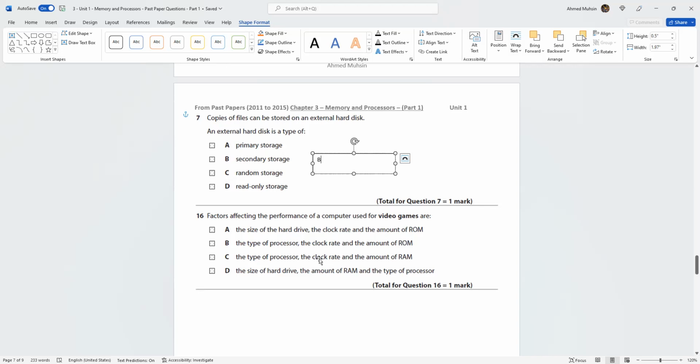Now, that is what clock rate means. Clock rate means how many instructions are being executed every second. So when it comes to video games, that matters a lot more than the size of your hard drive. Size of the hard drive, yes, it matters.